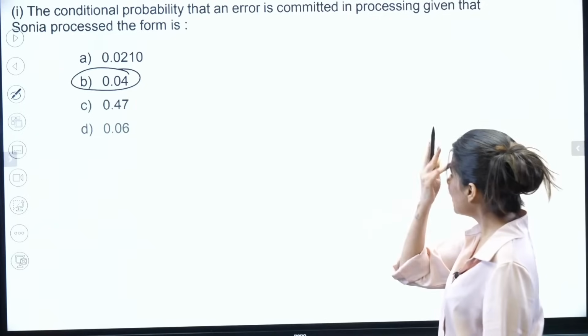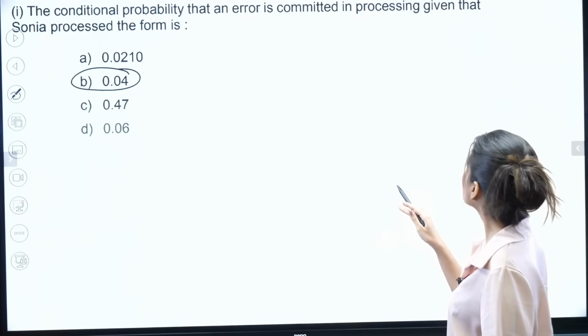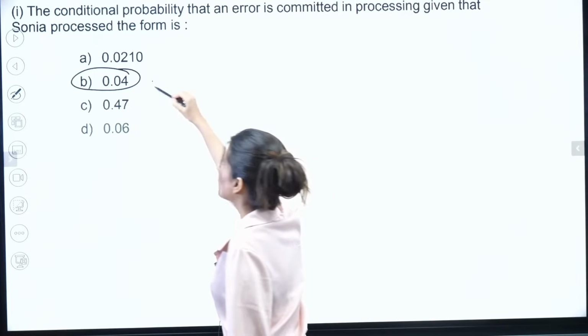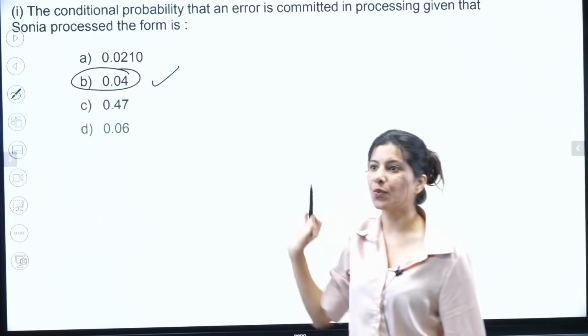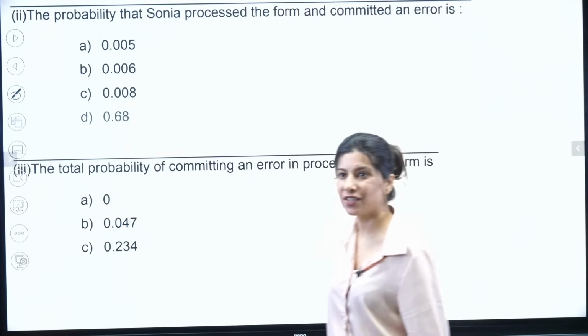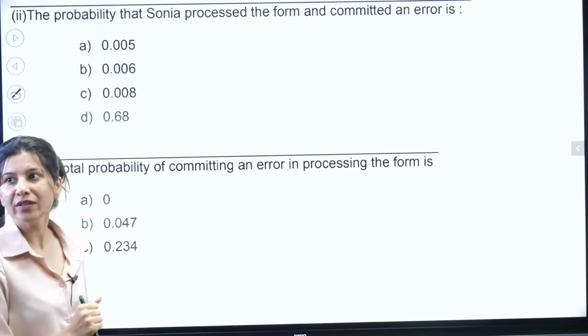Okay. So the conditional probability that an error is committed in the processing given that Sonia processed the form. Right. So because it is a conditional probability, 0.04 is the answer. Okay. Easy peasy. Now the next 2 questions, in one go we will do.